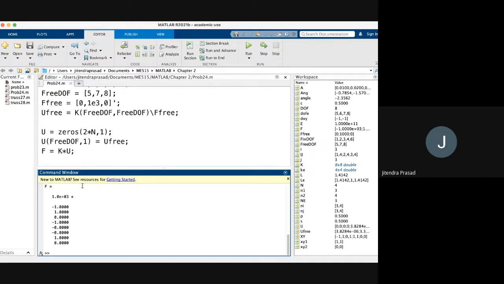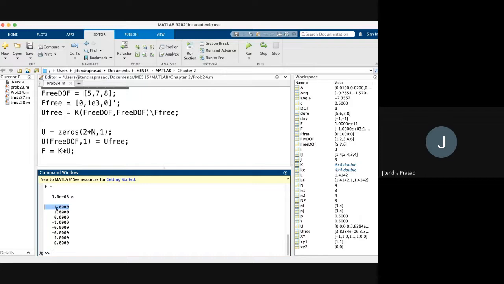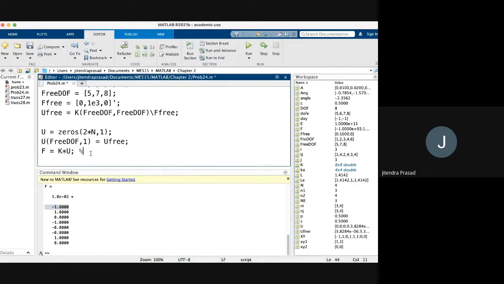Reaction forces we want at the fixed degrees of freedom, which are 1, 2, 3, 4, and 6. So this is 1, 2, at 3 it is 0, the 4, 5 is given, but 6 we have to find out. 7 is given, 8 was also given to be 0. So that means we got the reaction forces automatically, right? This tells you at node number 1 in the direction of X, what is the reaction force? And this gives you about 1 kilonewton, but negative, meaning in the negative X direction. So we calculated the reaction forces.